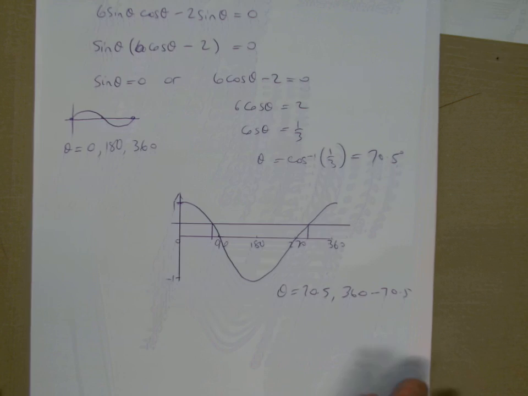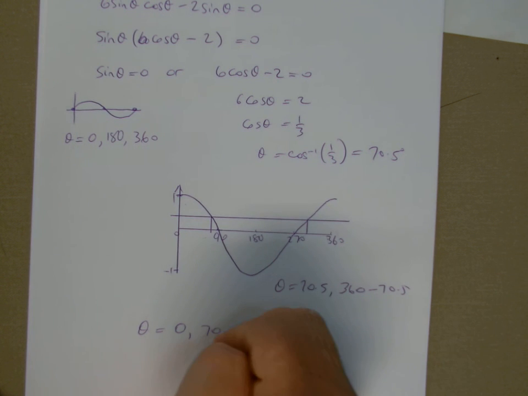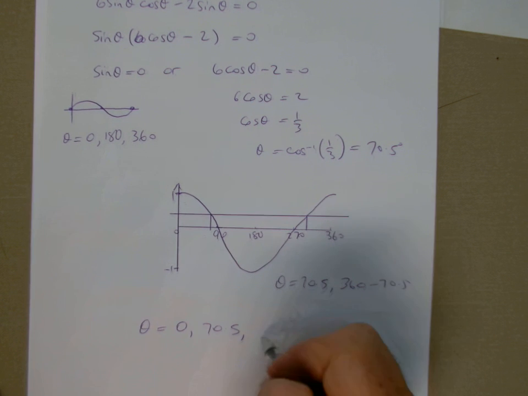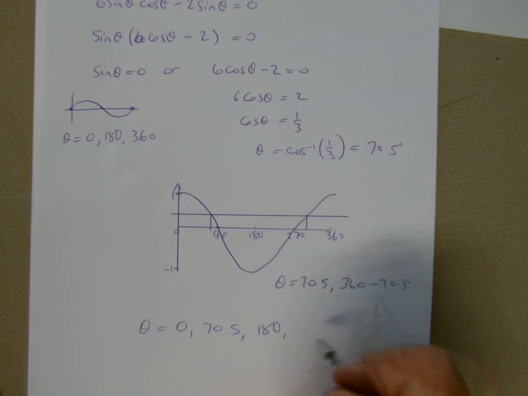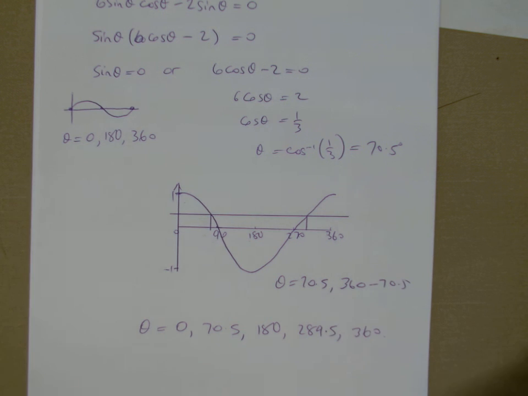So in total, all our angles will be: theta will equal 0, 70.5, 180, then that one will be 289.5, and then 360 to finish off. So you've got all those angles there.